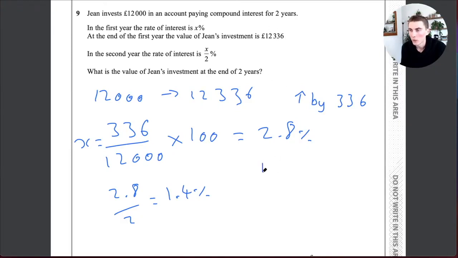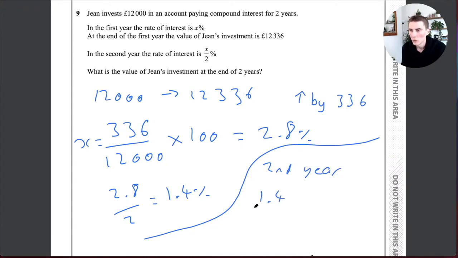So to do that, we just do 12,336. Hang on, I should probably write what we're doing. So let's just put a line there. So in the second year, she'll have 1.4 as the interest rate. If we pop that over 100, that will just convert it back to a decimal. Because once you have a decimal, you can multiply the decimal by the number, so 12,336, and that would tell you the interest that year.